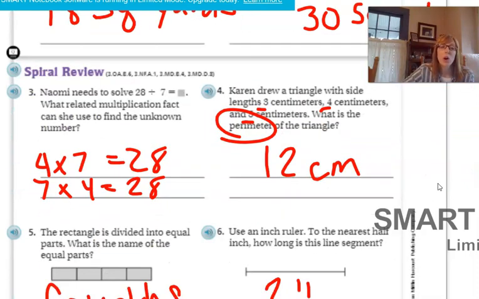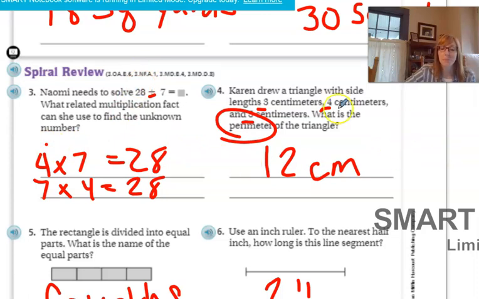Down below, what related multiplication fact can you use to find the unknown number? They give you 2 numbers and you have to find the missing one. So you think to yourself, if you're looking for an unknown number and you see it's the answer here, you see you're dividing. So the exact opposite of division is multiplication. So you think to yourself, 7 times what gives me 28, and you knew it was 4.